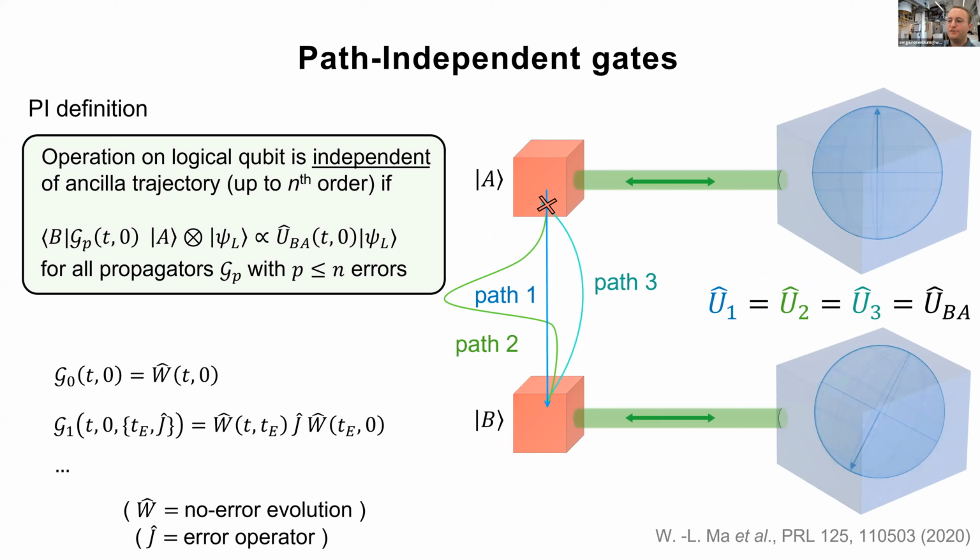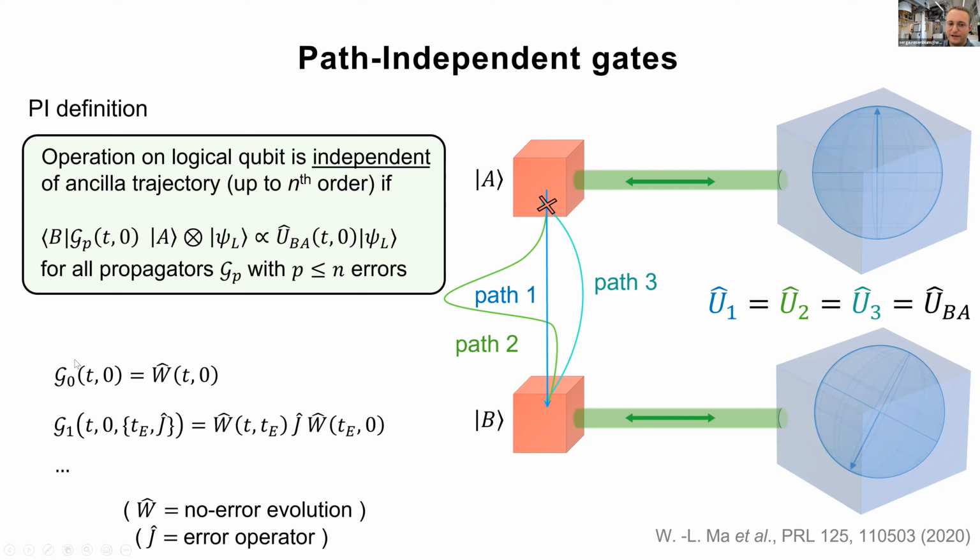So we are going to use an analogous concept for achieving error-corrected gates on logical qubits, which we call path independence. Roughly speaking, a gate is path independent if its operation on the logical qubit is independent of the trajectory of the ancilla.